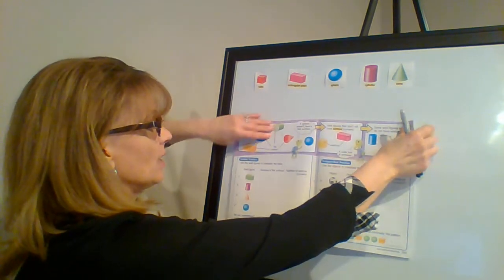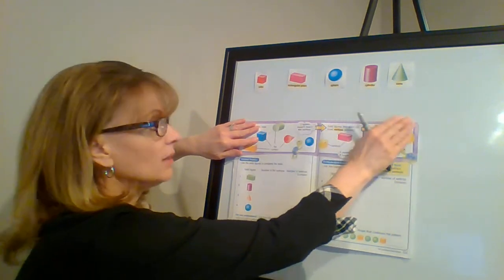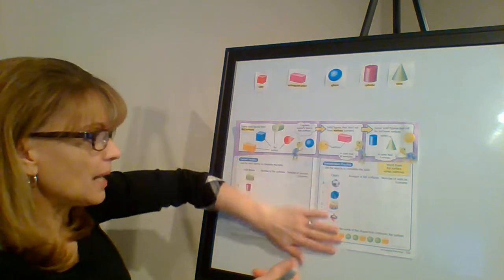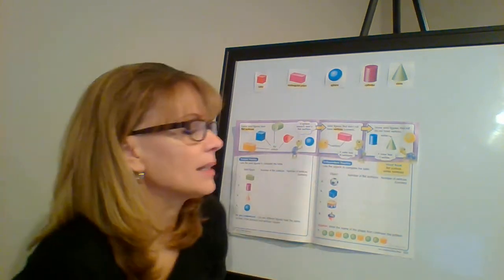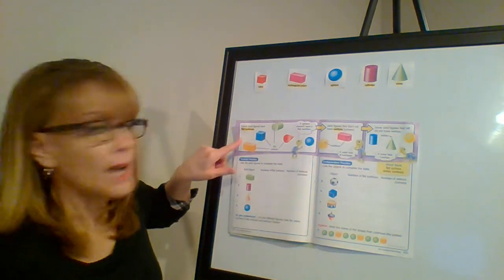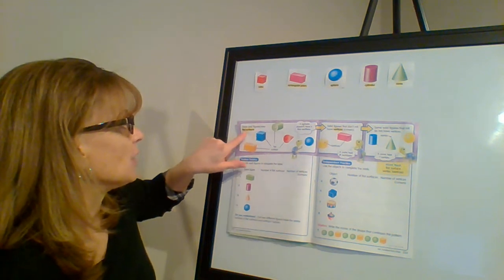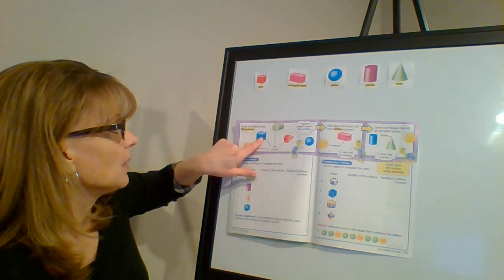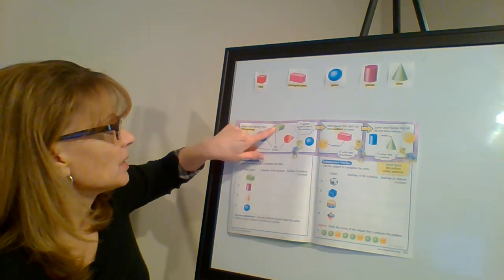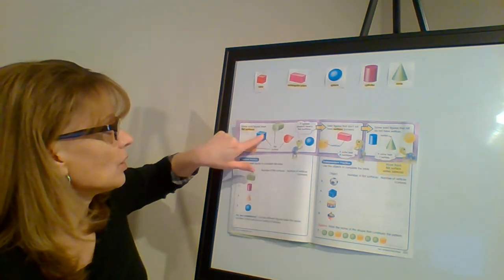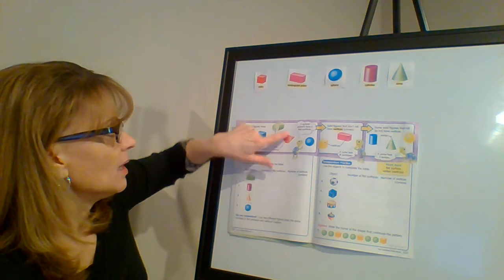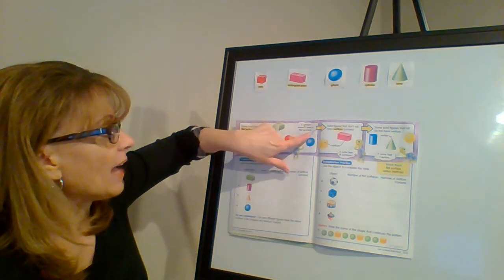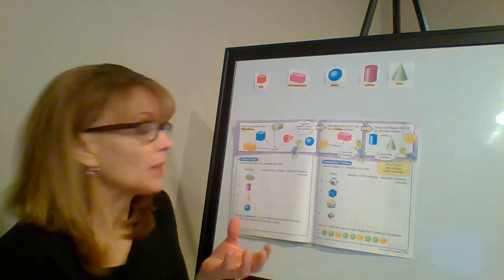I'll put this right on top so we can see it all. So open it up and let's look at the inside. And across the top it says, some solid figures have flat surfaces. You can see the rectangular prism, the cube, the cylinder, and the cone. Those are all flat surfaces. A sphere doesn't have a flat surface, and we talked about that.